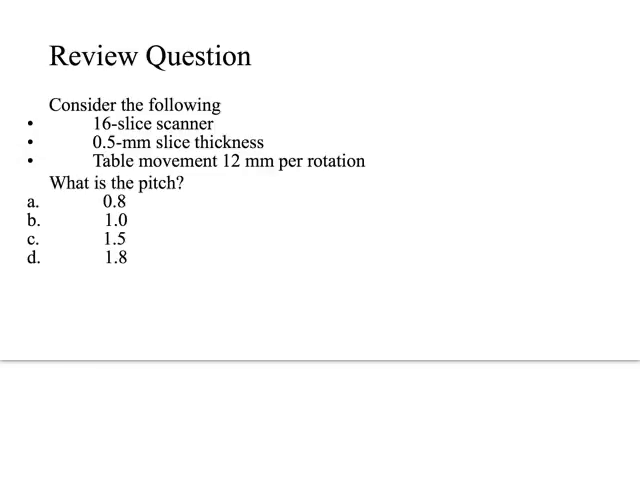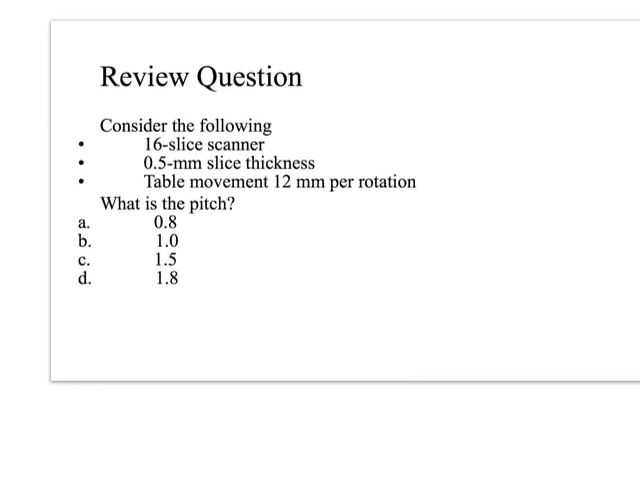Okay, so here's what that might look like on an exam. Considering the following. You have a 16 slice CT scanner. Okay? You are doing 0.5 millimeter slice thicknesses. Okay? The table movement is 12 millimeters per rotation. What is the pitch? So the first step, what's the first thing we need to do on this? 16 times 0.5. So that should give us 8, right?